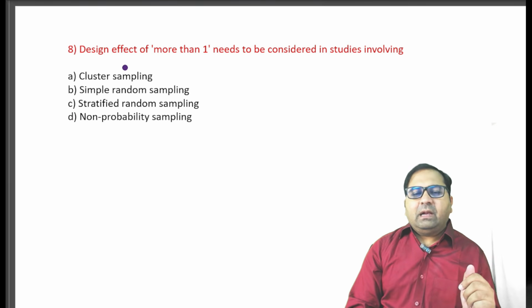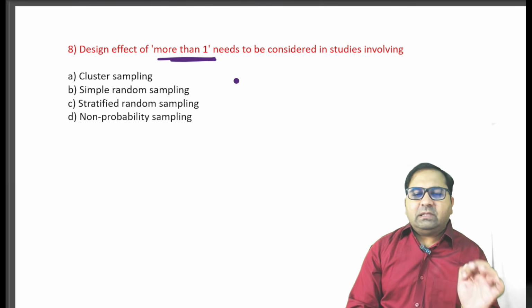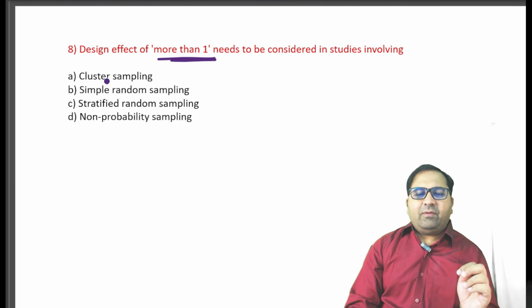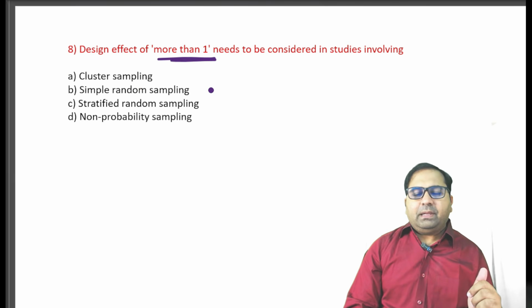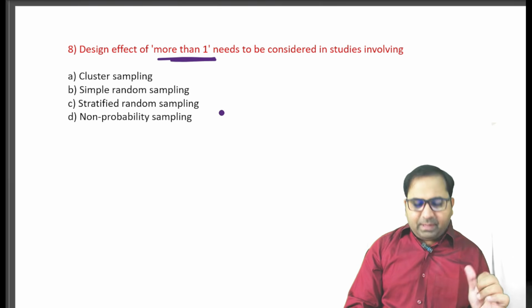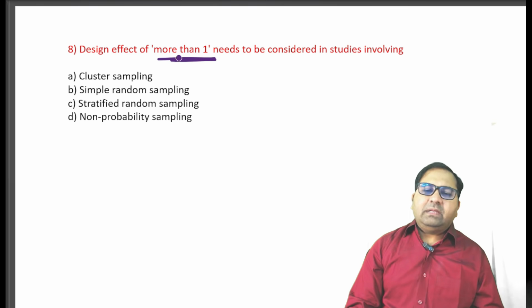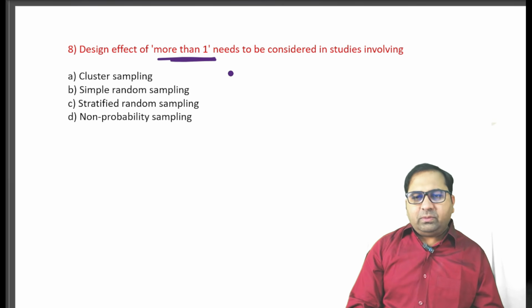Next question. Design effect of more than one needs to be considered in studies involving what? The options they gave are A. Cluster sampling, B. Simple random sampling, C. Stratified random sampling, or D. Non-probability sampling. Once again, the design effect of more than one needs to be considered in studies involving what? So the answer for this question is cluster sampling.